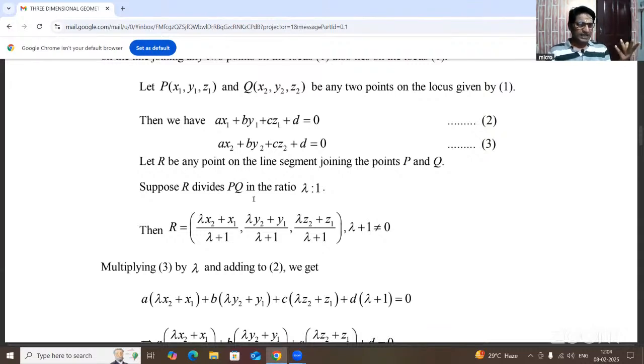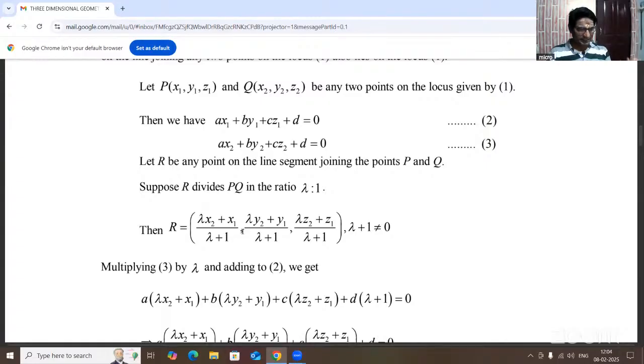Already we know the section formula, internally or externally. Here capital R is the point. What is the section formula through the points P and Q in the ratio lambda is to 1? We compare it with m1 is to m2. Capital R equals the section formula: (mx2 plus nx1) by (m plus n), (my2 plus ny1) by (m plus n), or (mz2 plus nz1) by (m plus n).